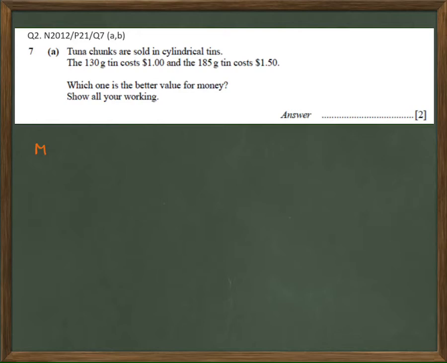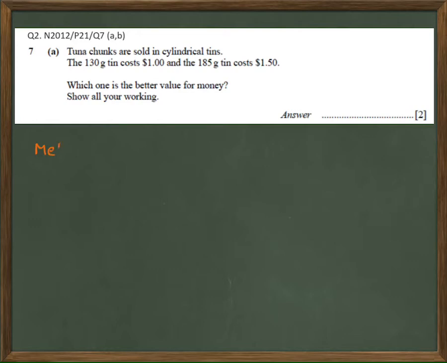Tuna chunks are sold in cylindrical tins. The 130 gram tin costs $1 and the 185 gram tin costs $1.50. Which one is a better value for money? Show all your working. Now, this has nothing to do with mensuration. The second part will have to do something with mensuration. But since this has come in our way, there's no harm in solving it.